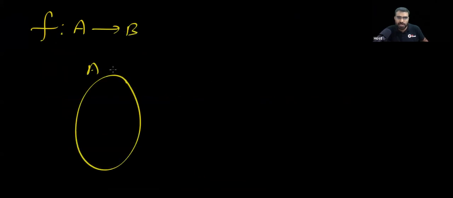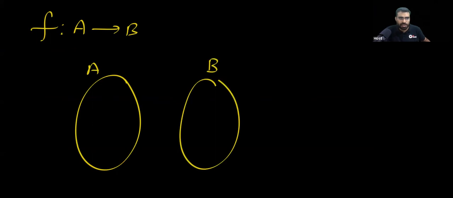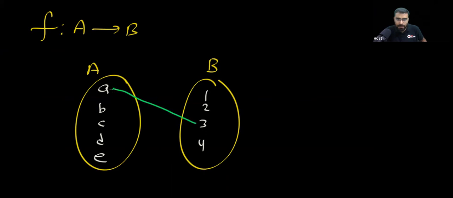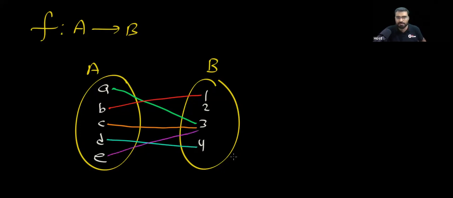If you have a function from set A to set B, this is your set A, this is your set B. Remember, every element of A, and let's assume these are the elements in B, must have a unique image in B. This element must have exactly one image in B, and similarly this element must have exactly one image in B.